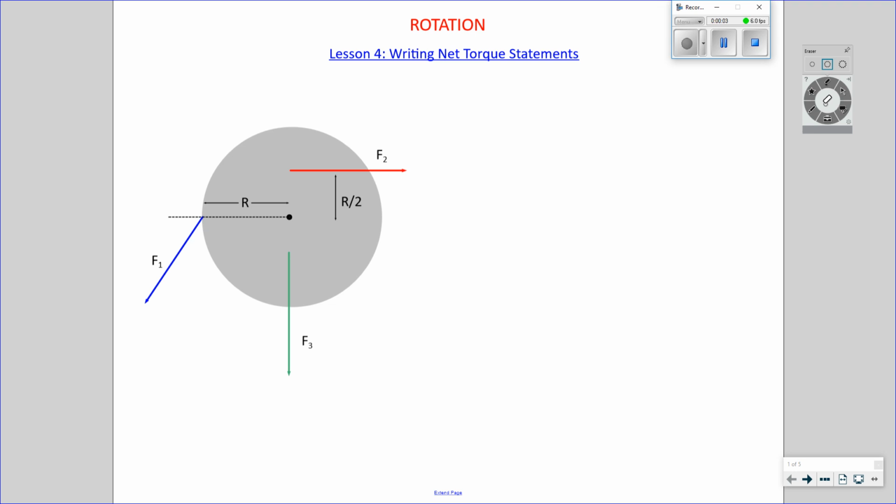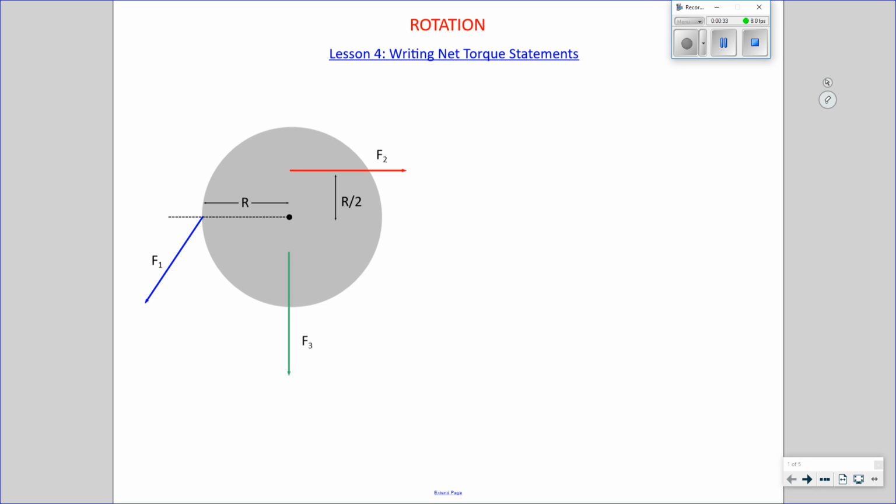Hello, physics students. We're going to talk about writing net torque statements and using those statements as a tool to solve some problems. The problems we're going to get into solving are called static equilibrium problems, and there are two criteria for static equilibrium problems. We'll get to those. For this slide, all we're going to worry about is just identifying all the torques acting on this object and what the net torque is.